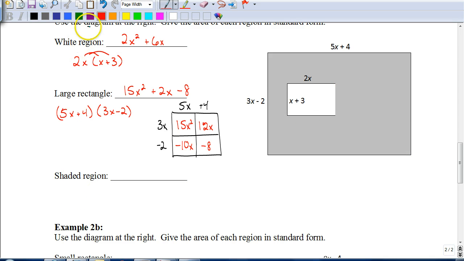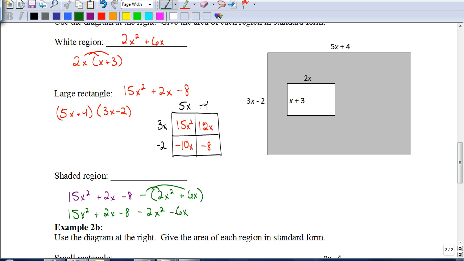So remember, originally in the large rectangle we have 15x squared plus 2x minus 8. But I'm going to take away from that the area of the small rectangle, which is 2x squared plus 6x. Now notice how I wrote it. This is super important because I want to distribute this negative now through. So I'm actually going to have 15x squared plus 2x minus 8. That part doesn't change, but I make everything in here a negative. So it'll be minus 2x squared minus 6x.